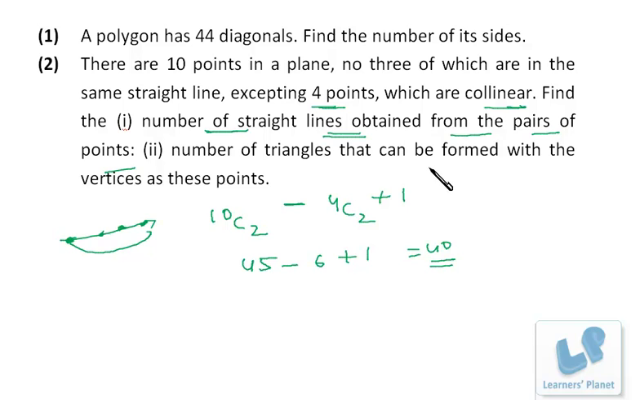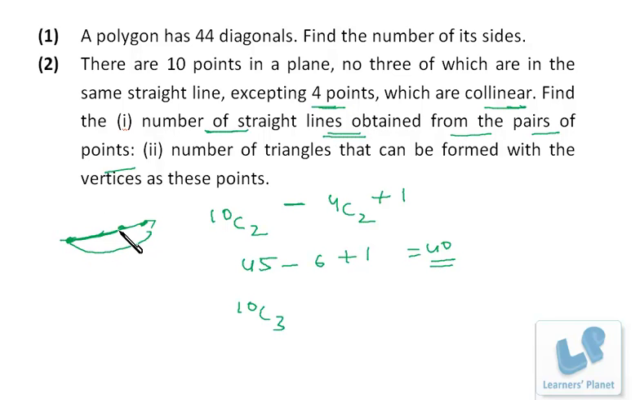Next is the number of triangles that can be formed with the vertices at these points. It takes 3 points to draw one triangle. So in all, these are the total number of combinations while we join 3 points. But once again, 4 points are collinear, so we won't get any triangle if we match up 3 points from these 4 points. Suppose we have these 4 points.